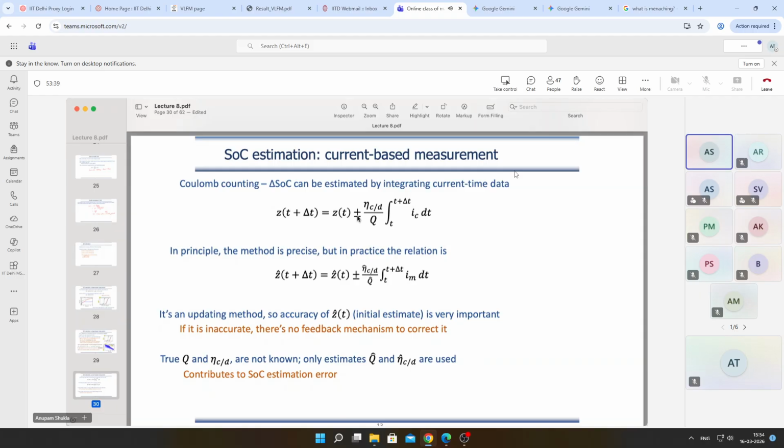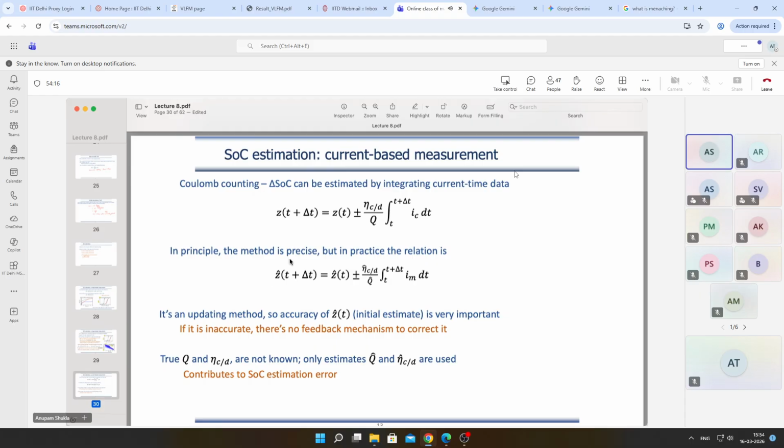Okay, so if IC is the current that I can measure correctly, and eta is the efficiency that I know to an accuracy of 100%, then this method is 100% accurate. Okay, so that is what is said. In principle, the method is precise, but in practice, the relation which is actually applied uses my estimate. So I've just put the cap on z to indicate that this is the estimate. Earlier, there were no caps, so we were talking in terms of actual values. So that is in theory. This is what happens in practice.